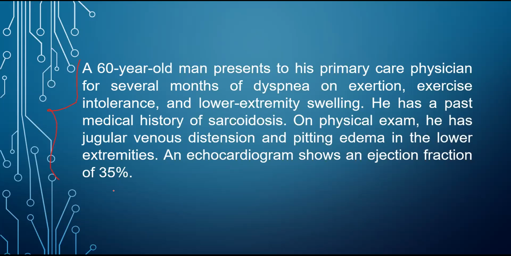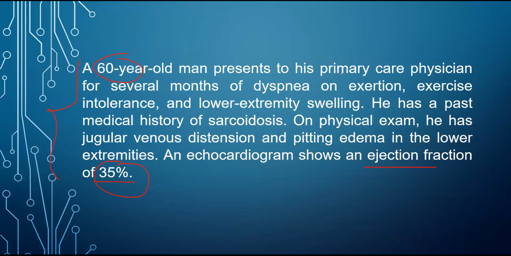He has a past medical history of sarcoidosis. On physical exam, he has jugular venous distension and pitting edema in the lower extremities. An echocardiogram shows an ejection fraction of 35%. When you get an ejection fraction less than 45, you immediately think that this is a heart failure patient.